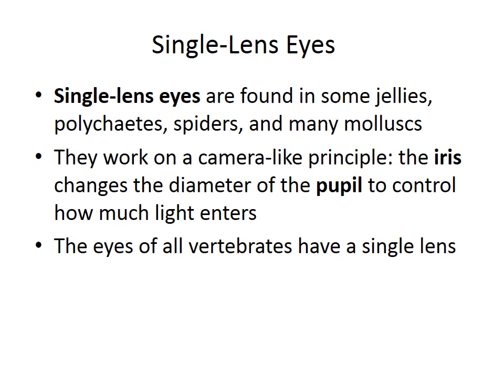Single lens eyes are found in some jellies, polychaetes, spiders. Spiders have single lens eyes, and many mollusks. They work on a camera-like principle. The iris changes the diameter of the pupil to control how much light enters, and the eyes of all vertebrates have a single lens. So even though these are primitive, these guys have eyes like us.